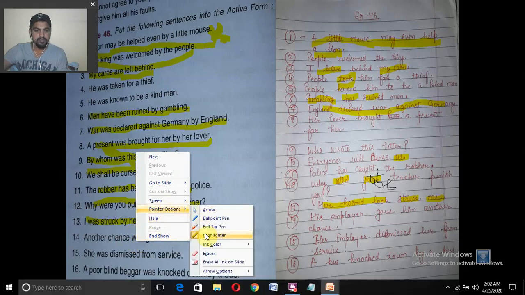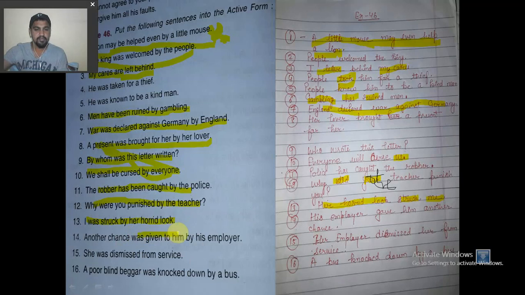If was plus given is used, then definitely it is the past indefinite statement. If it is the past indefinite statement, it will carry only the second form of verb, gave, in the answer, in the reply, in the active form. So his employer is going to be our subject now. His employer, then gave.